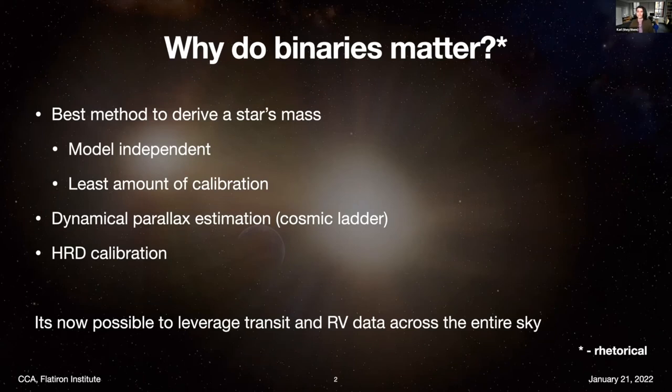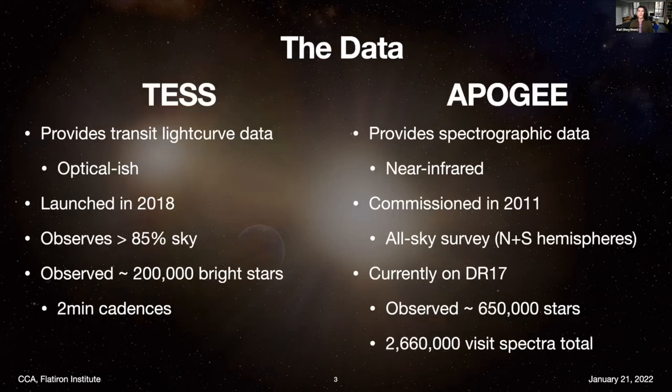Because of the large catalogs now available, such as APOGEE and TESS, we can now put together the transit and RV data across the entire sky, offering conclusions that can be drawn for the entire Milky Way. So the work I've been doing focuses primarily on using TESS data and APOGEE data. TESS is a transiting exoplanet satellite that has been going since 2018 and is observing over 85% of the sky and has 2-minute cadences for over 200,000 stars.